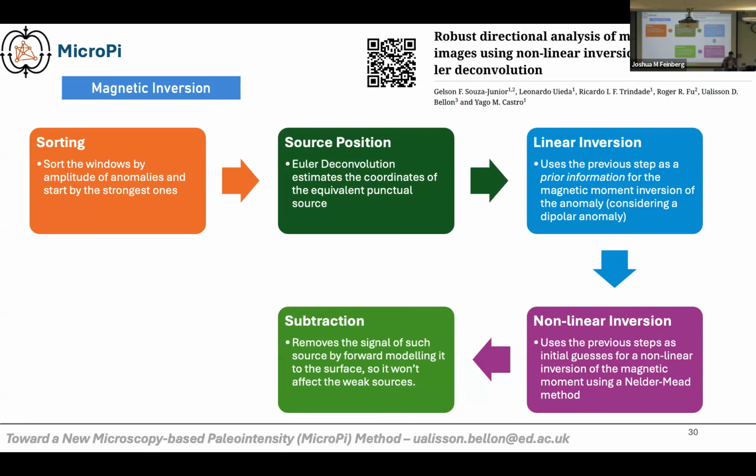And then we do that first for the strong sources, strong windows. So we invert them, so we know the magnetization. We forward it to one height, which is where the thin section is. We remove the strong windows, and in that way we can see the weak signals much more efficiently.